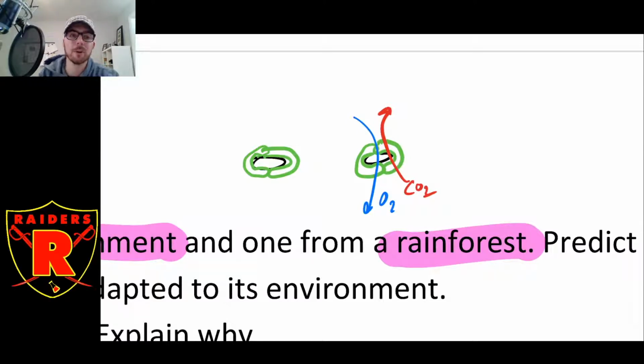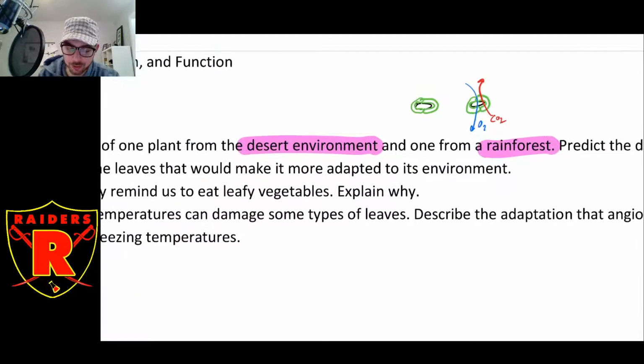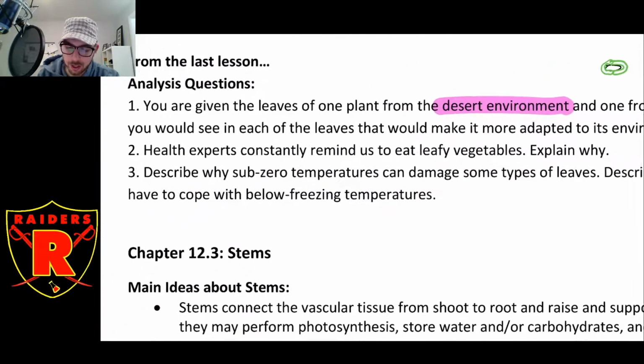We're going to talk about that in the transport lesson in a lot more detail. That's coming up on Wednesday, because that's actually pivotal for how water is transported in plants. But anyway, that would be a major difference that you would see between those two.